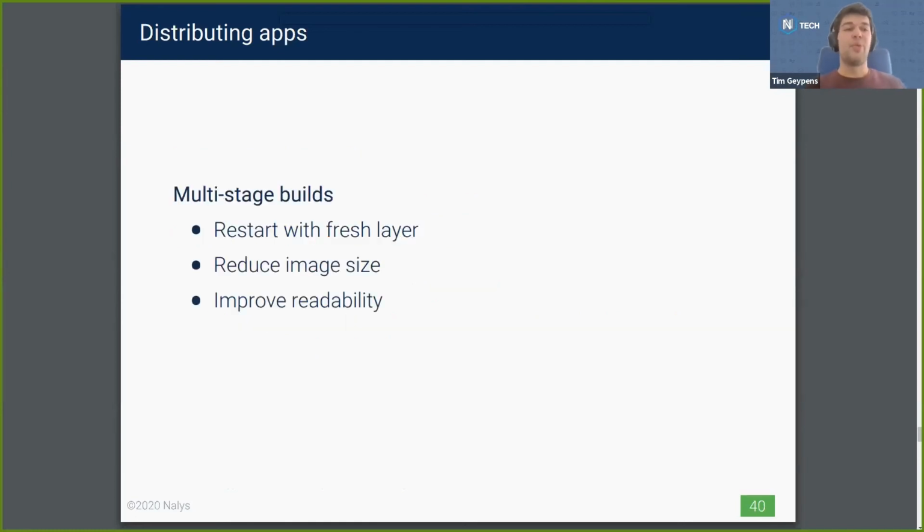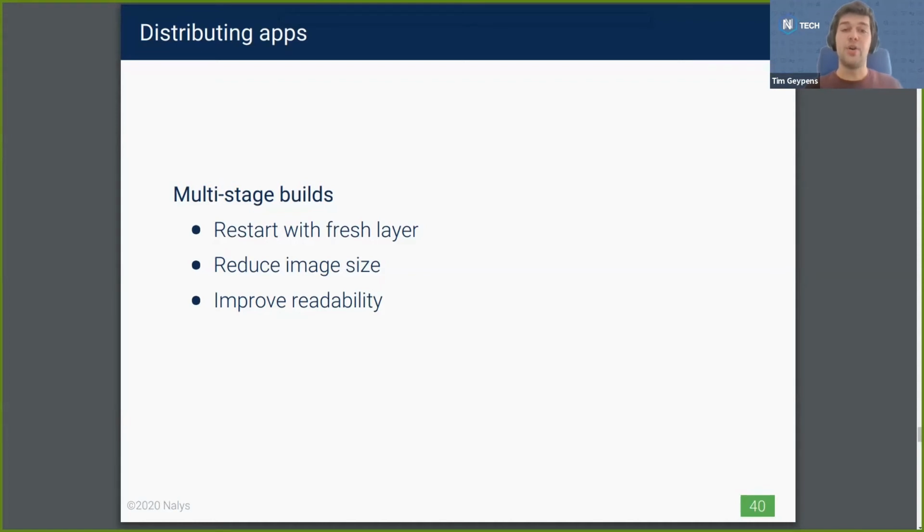The final thing, a good tip for when we want to distribute our apps, is to reduce our image size. The image, if we want to distribute it, will get downloaded a lot and will be shared around everywhere. So, of course, the smaller, the better. One thing that can help us with that is multi-stage builds. Multi-stage builds basically allow you, inside one Dockerfile, to completely start with a fresh layer. So halfway through the Dockerfile, we just start with a completely fresh layer.